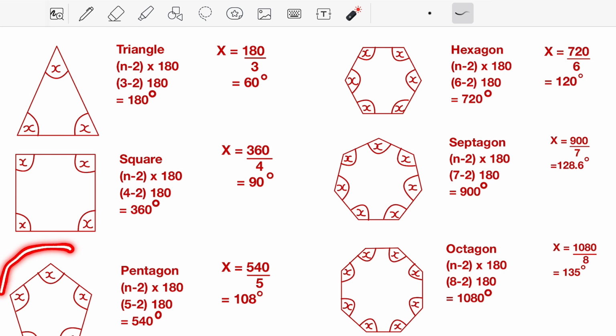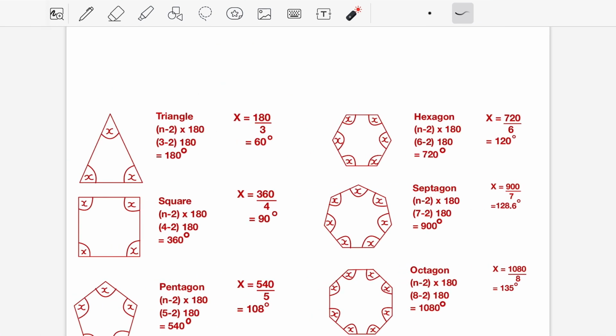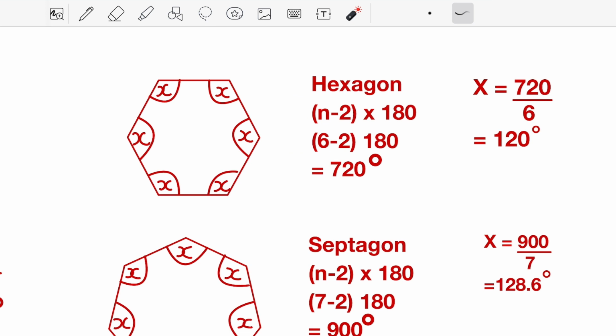The pentagon, we already did the pentagon in the example, so I will not go through this again. Next, we have the hexagon. So the number of sides, we can easily count the number of sides or learn the number of sides or angles, which is 6. 6 minus 2 is 4, and 4 times 180 is equal to 720 degrees. So to find the size of each angle, we simply divide 720 by 6, which will give you 120 degrees.